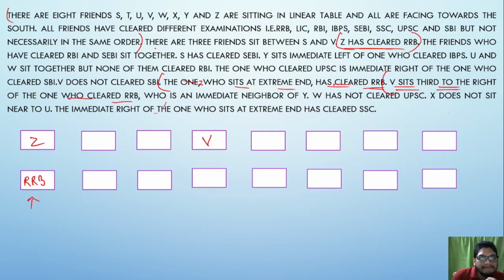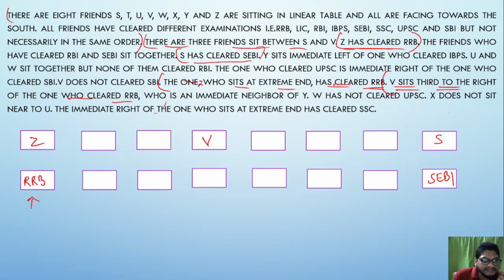Okay, have a look at this line. There are three friends sit between S and V. So V 1 2 3. Is it possible to put S anywhere? No. V 1 2 3. Yes, it is possible to put S here, right? So we are done with S as well, right? Have a look at this line. S has cleared SEBI. We also get to know that S has cleared SEBI and we have fixed it, right?